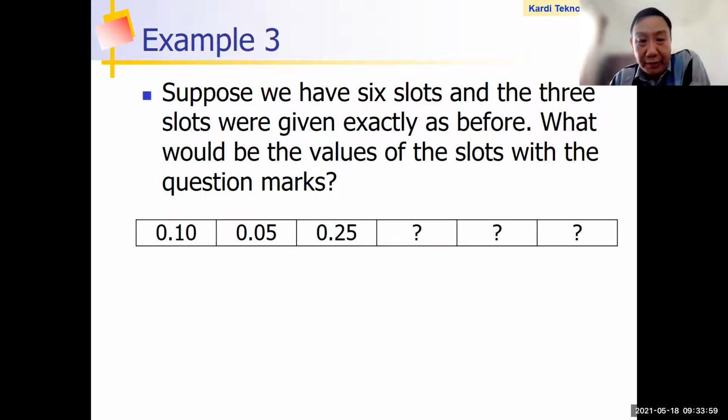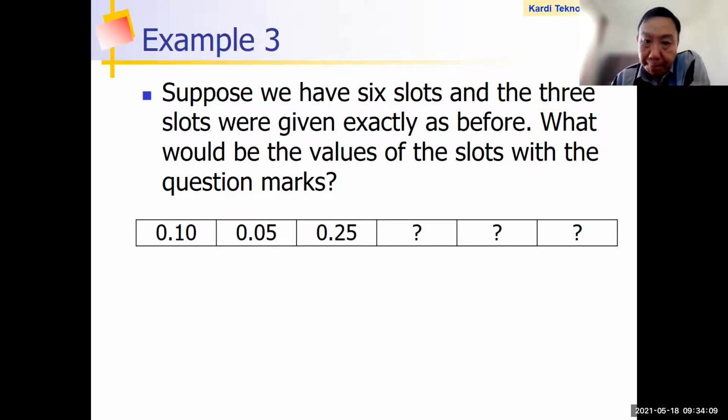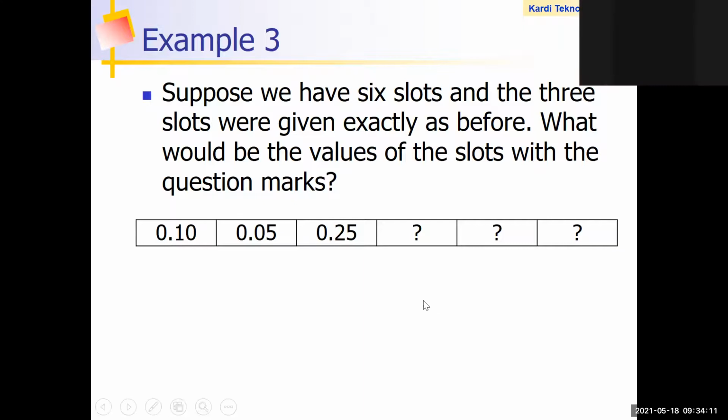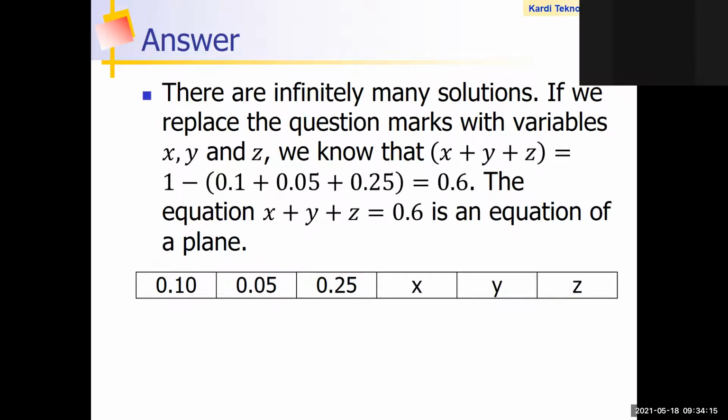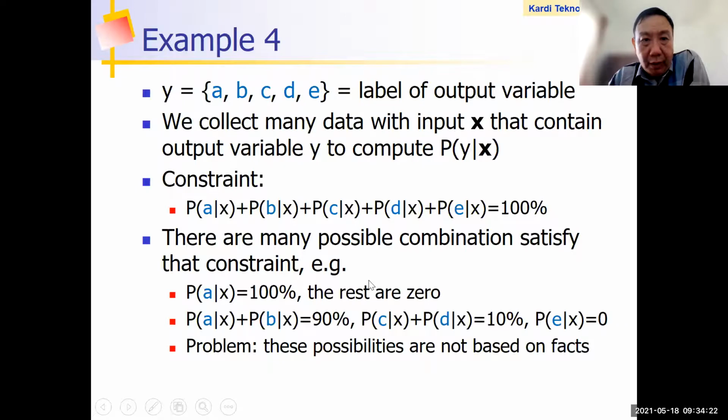From where you get it? It's like 0.6 divided by 3. So 1 minus 0.4, 0.6 equals 0.6 divided by 3. Very good, very good. So 0.2. Okay, this is another example.